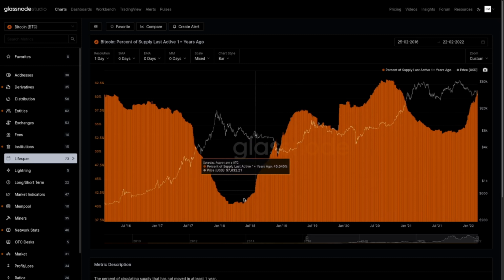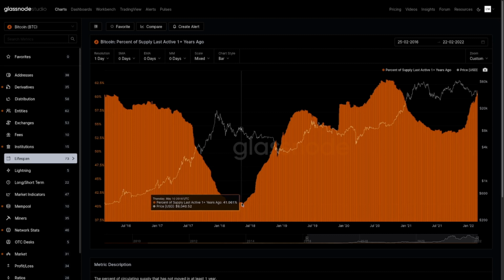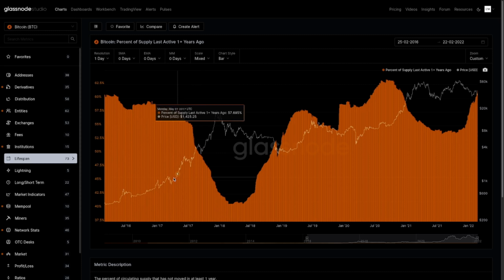Now, the second mechanism is that if we look at the bottom of this zone here, this was somewhere around May to July in 2018, which if we go back to May to July 2017, we were on the rally higher and notably at lower prices.